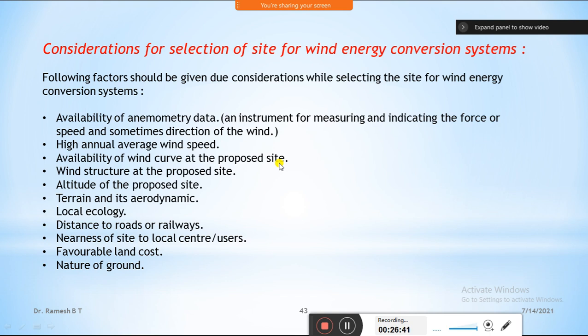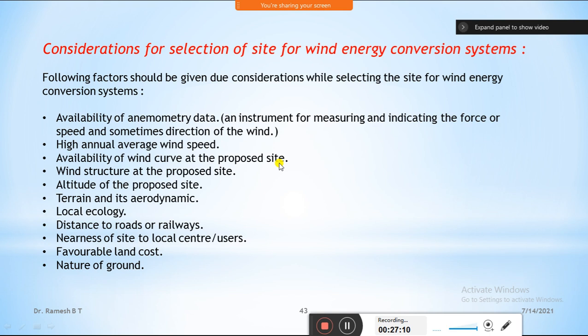The altitude of the proposed site is also most important. Altitude, latitude, longitude, these are all very important, because wind energy is indirectly related to the sun. If more sun energy is available, it heats up our atmosphere and causes more wind speed. So the latitude of the proposed site is also very important.